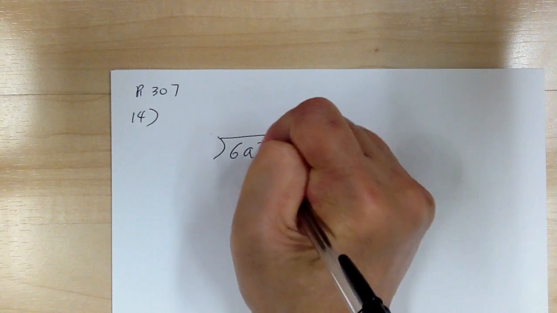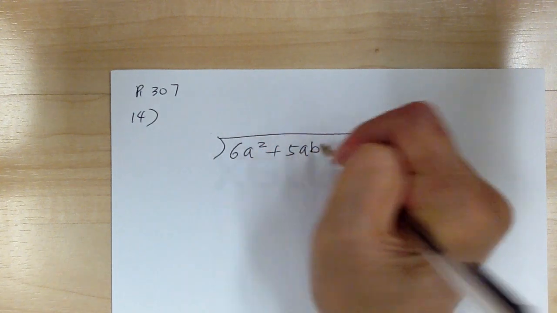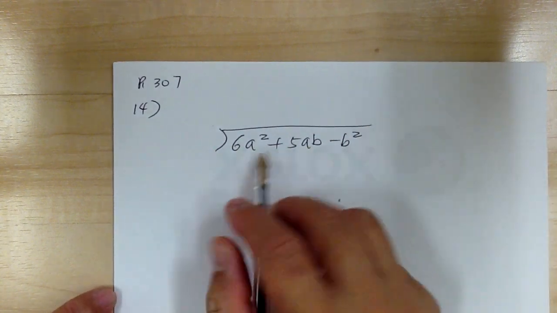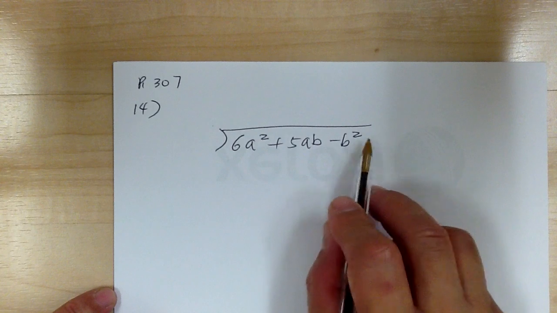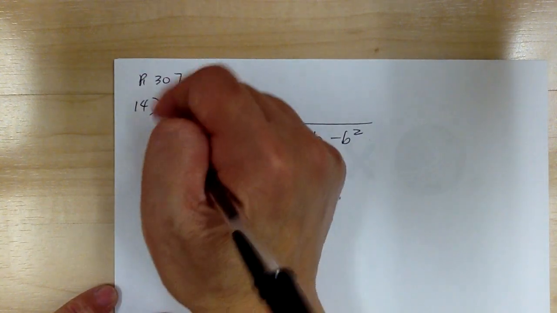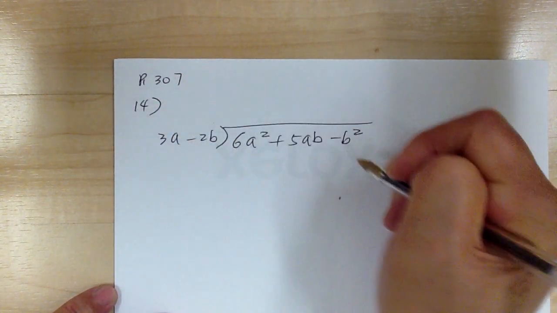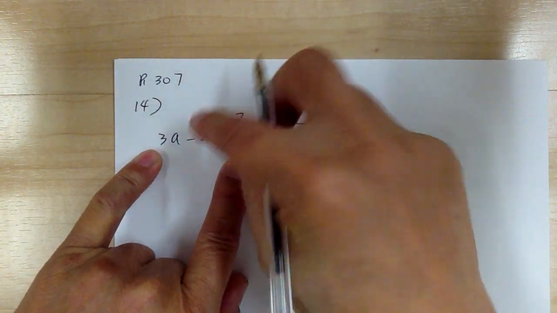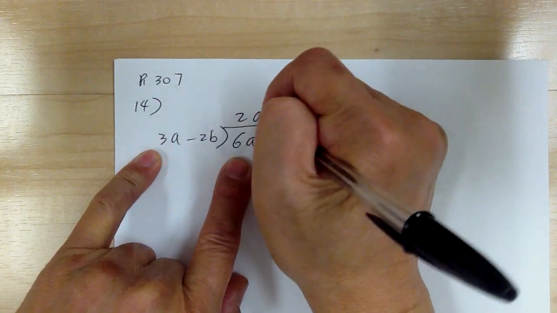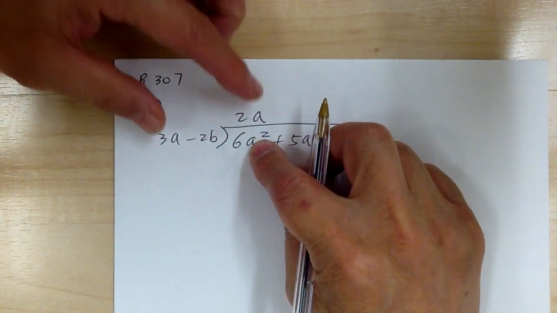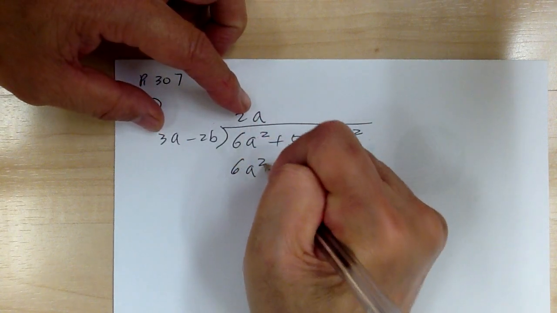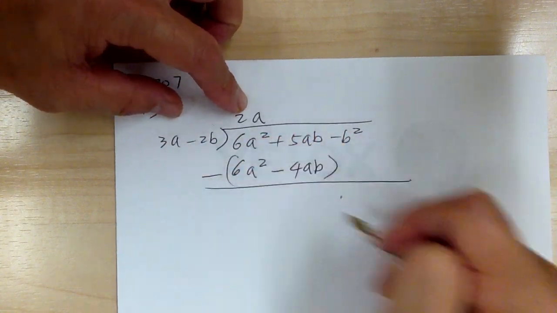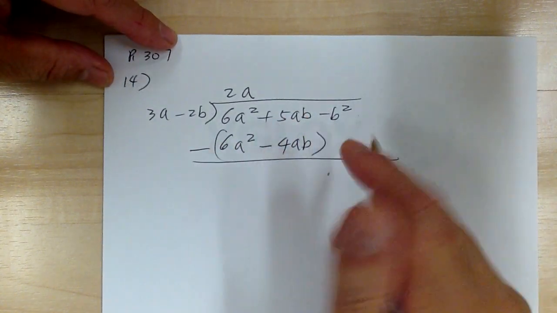Okay, so you got 6a squared plus 5ab minus b squared. Again, you're writing in alphabetical order, right? So a squared is like AA, this is AB, this is BB. So that's in order. So this would be 3a minus 2b. Again, we just focus on the first term. 3 times 2 will give you 6. A times a will give you a squared. So now you distribute. You got 6a squared minus 4ab, in parentheses, subtract. So 5 minus negative 4 will give you 9.